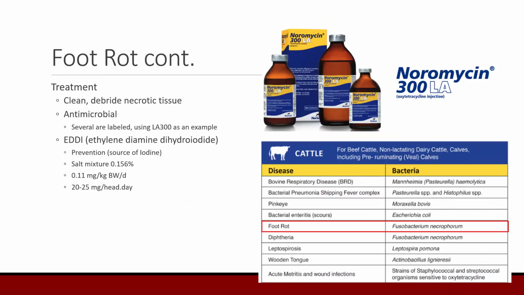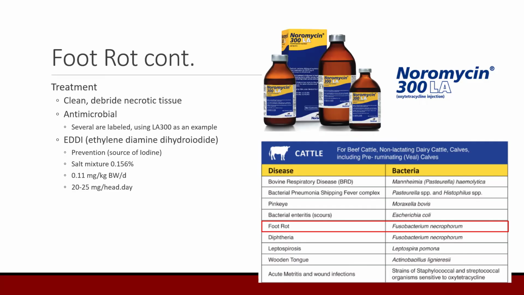Treatment of foot rot. So you see an animal limping, you pull them into the chute, you tie up their hoof, pull it up, you clean the side, you smell it, and it smells god awful. That's how you would typically diagnose foot rot. Okay. It smells like rotting flesh.